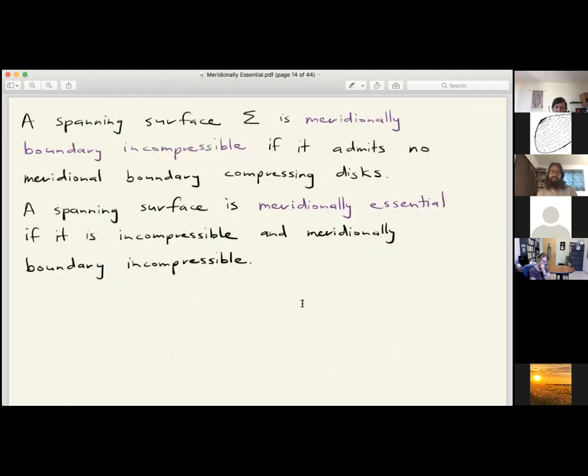So then the obvious definitions from that: a spanning surface is meridionally boundary incompressible if there are no meridional boundary compressing disks. And a spanning surface is meridionally essential if it is both incompressible in the geometric sense, and meridionally boundary incompressible. Okay, so you should think of this as a spanning surface which cannot be simplified by surgery along a disk to another spanning surface. Somehow they're the topologically simplest spanning surfaces.